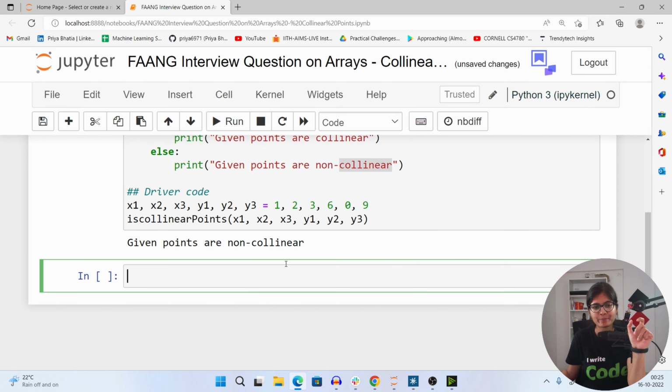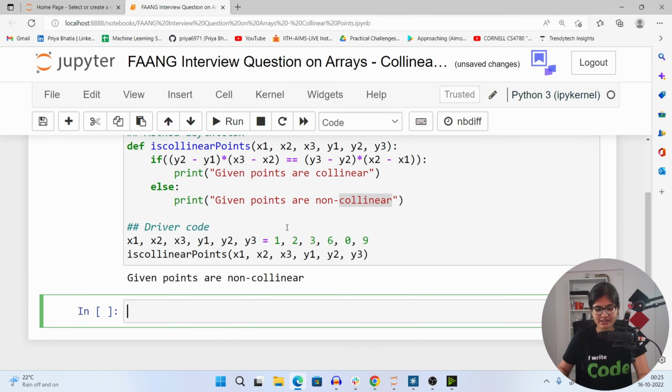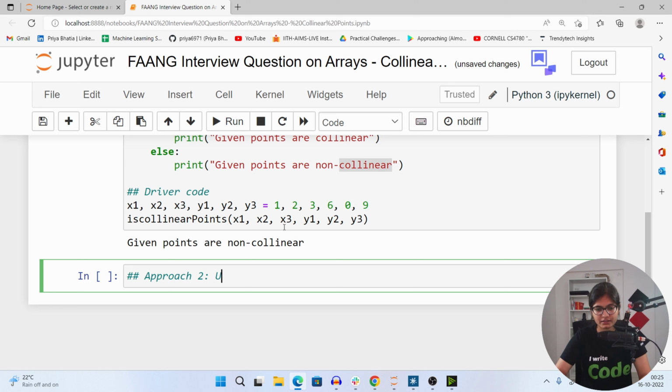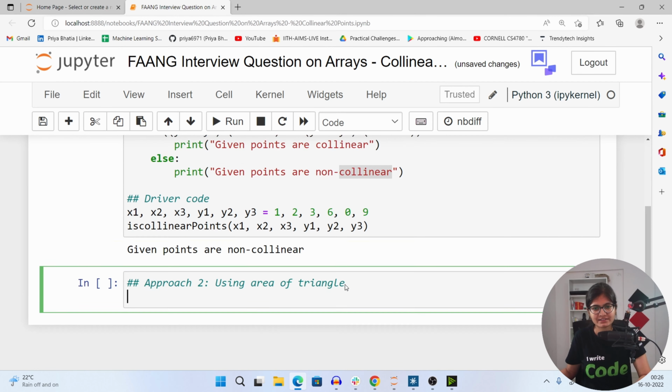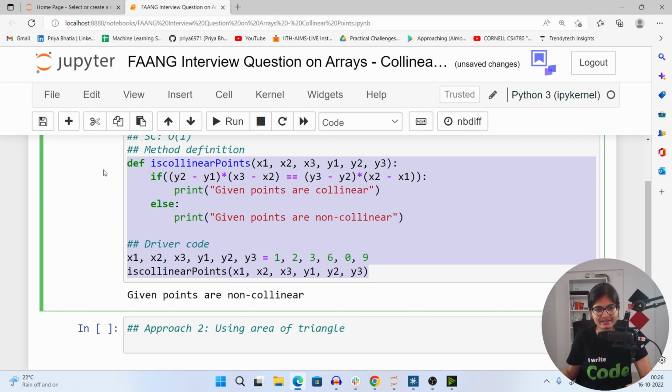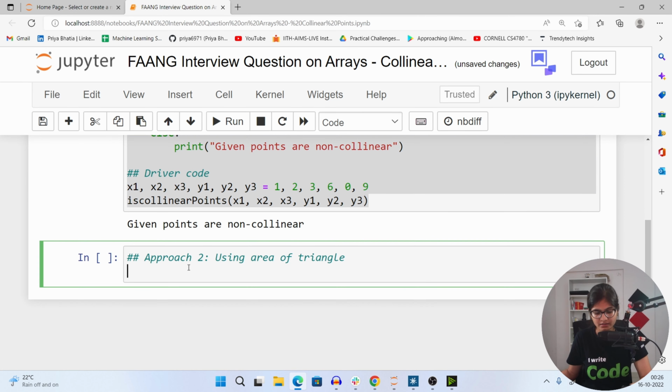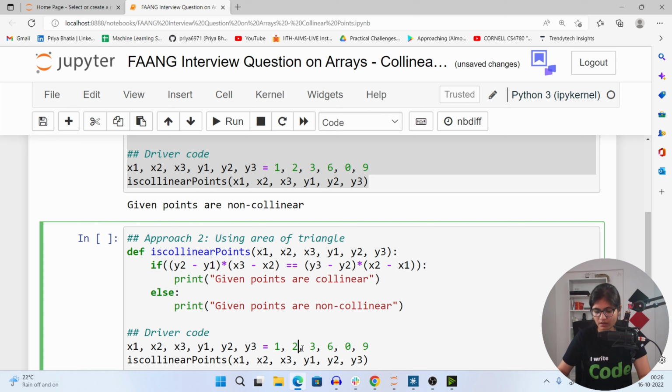Right? Now what's approach number 2? Approach number 2 is to find the area of the triangle, which we have discussed. If I am able to calculate using the area of a triangle, I'll take the same points, and I'll make it 1 and 1 as of now.